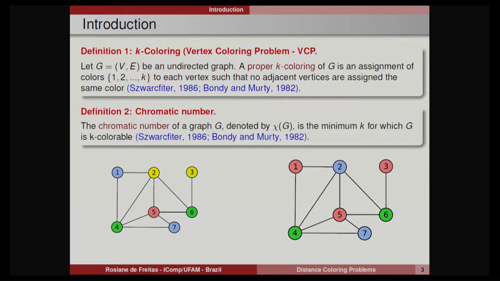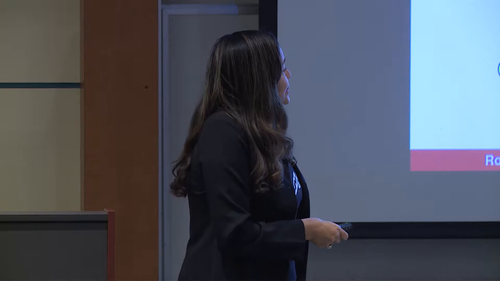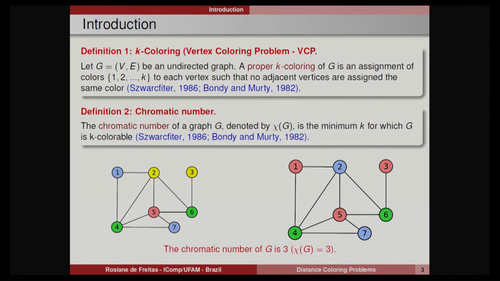We don't need the yellow color. We can rearrange the colors. So we have only three. And so we determine the chromatic number of this graph. And the classical vertex coloring problem, the optimization version, consists in minimizing the number of colors of the graph. Another way to view the adjacency constraint is this. We have natural numbers to represent colors, and so the absolute difference between the values assigned to adjacent vertices must be greater than or equal to one. Okay?